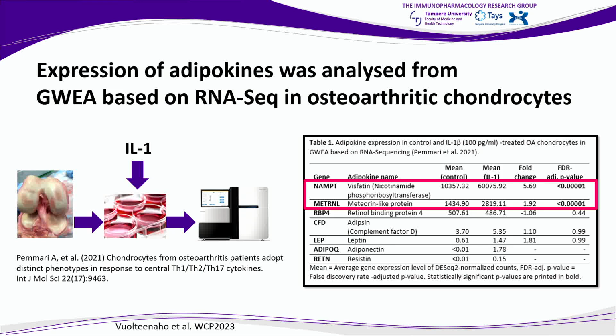And what we found was that the most expressed adipokines within the chondrocytes were visfatin and Meteorin-like protein. They stand out from the data. And further, when we incubate these cells with interleukin-1, their expression is increased.